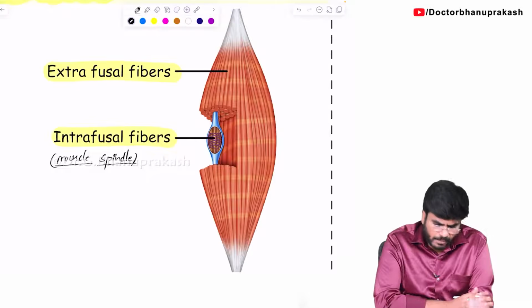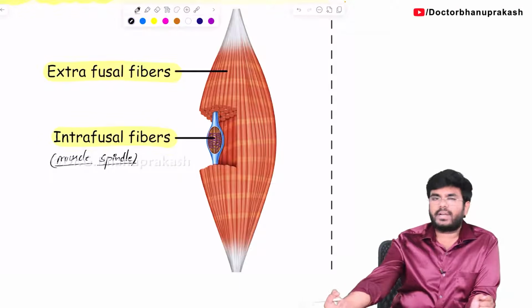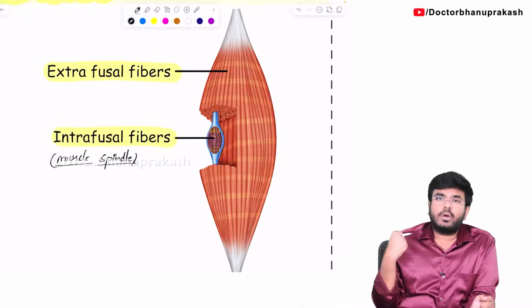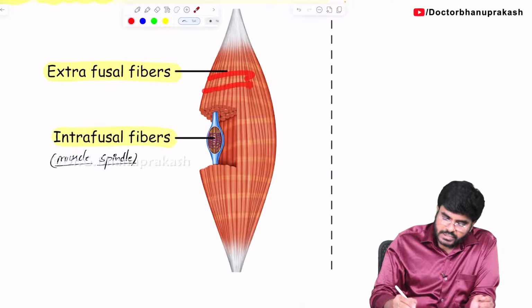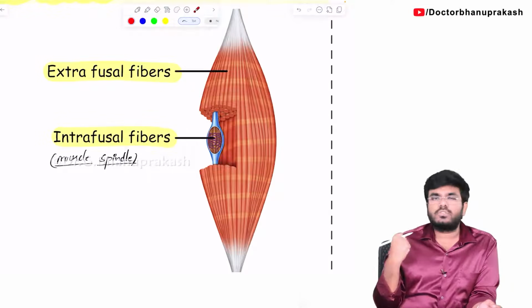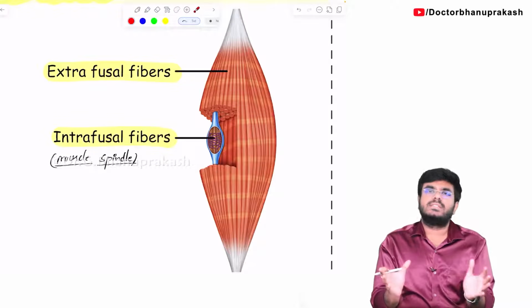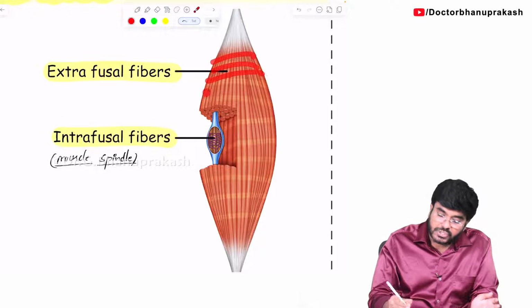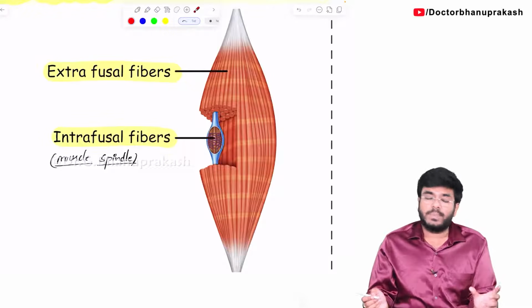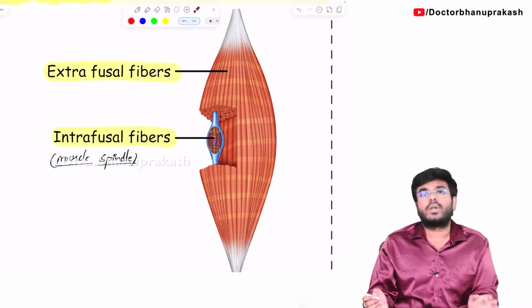Now my question to you: when a muscle is contracting, when the entire muscle contracts, do you think it is the extrafusal fibers which are contracting, or intrafusal fibers, or the entire muscle? When the entire muscle is contracting, the extrafusal fibers will contract, as well as the intrafusal fiber, that is the muscle spindle. The muscle spindle also contracts, both will contract.